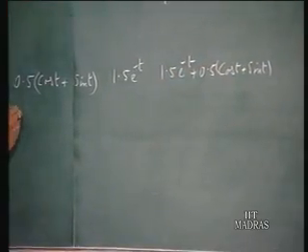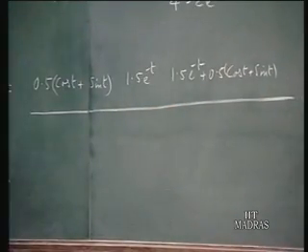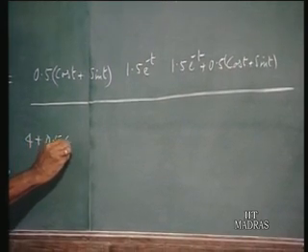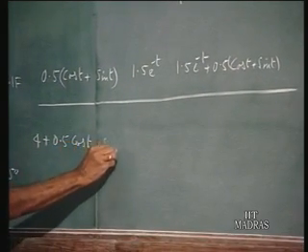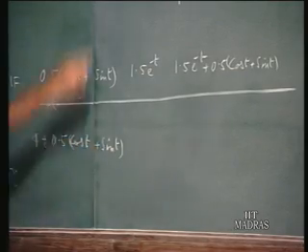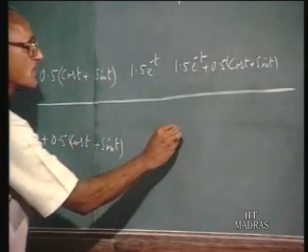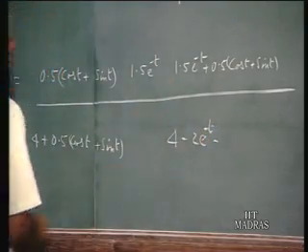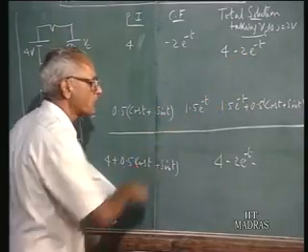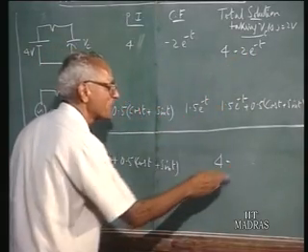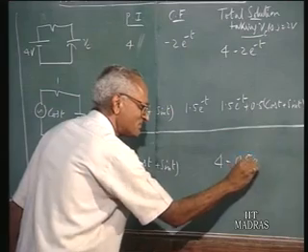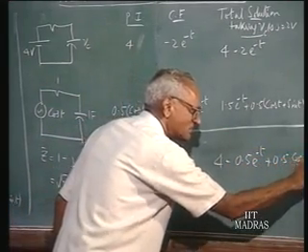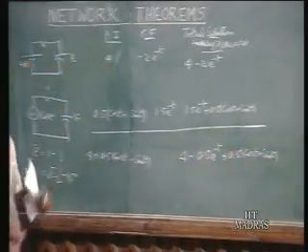Now, if you add these, the total particular integral solution is 4 plus 0.5 cos t plus sin t. If you take the sum of the total solutions, this is 4 minus 2 e to the power of minus t, minus 2 e to the power of minus t plus 1.5 e to the power of minus t. Therefore, 4 minus 0.5 e to the power of minus t plus 0.5 cos t plus sin t. This is what you get.